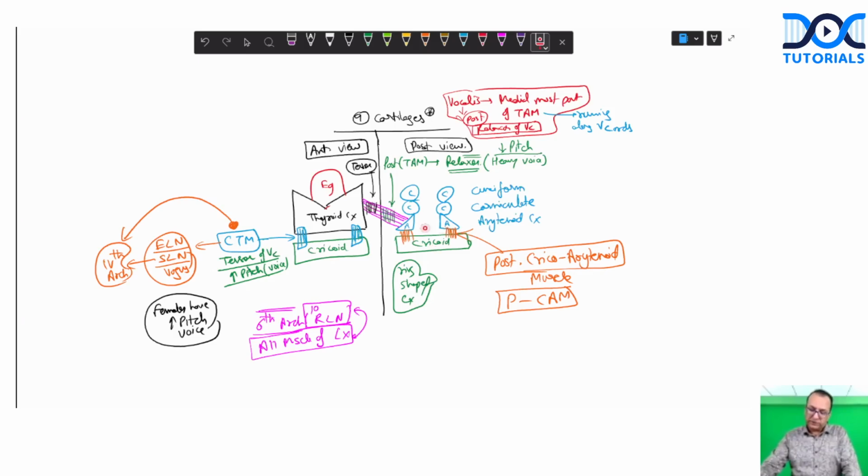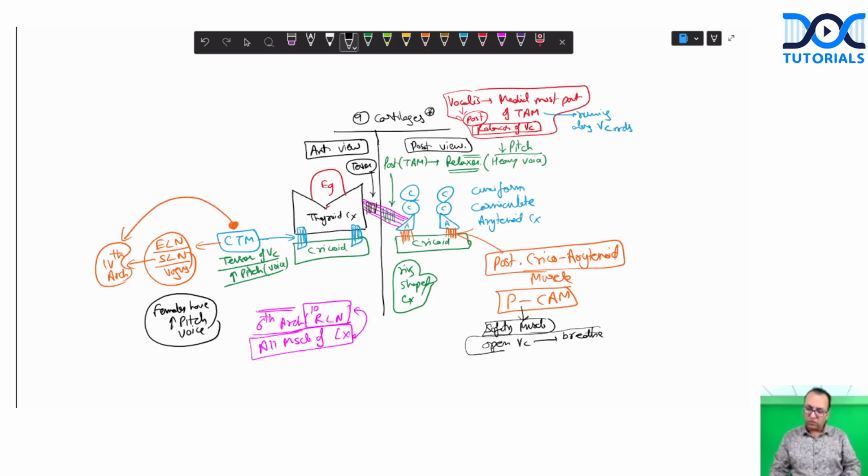So this muscle, which is seen from the posterior side, hence the name posterior, attaches cricoid with arytenoid. So, posterior cricoarytenoid is the muscle which is the safety muscle of the larynx. Why would you say it is the safety muscle of the larynx? Because it will open the vocal cord and you breathe.